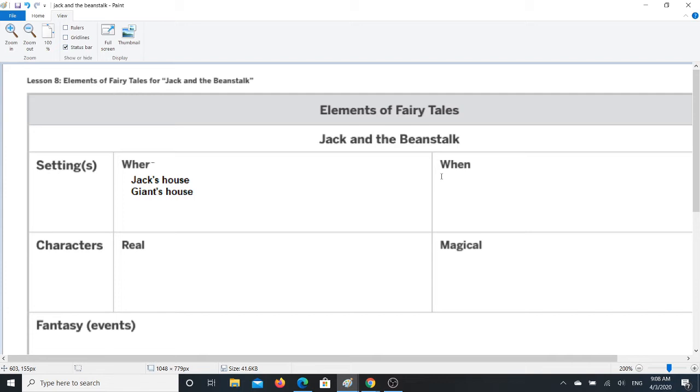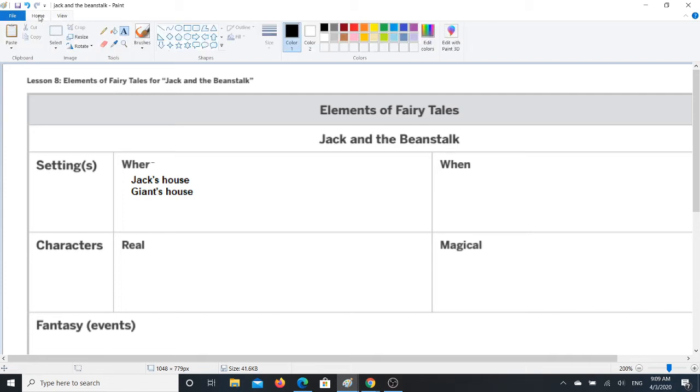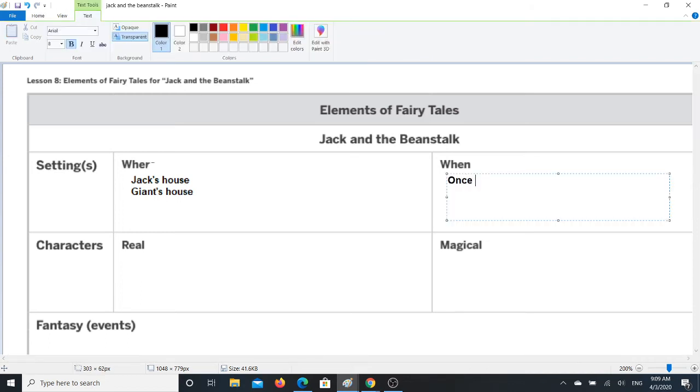And when does this story take place? The story takes place once upon a time. Once upon a time, or a long time ago. We talked about how once upon a time basically means it just happened a long time ago.